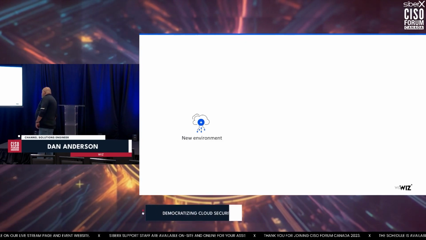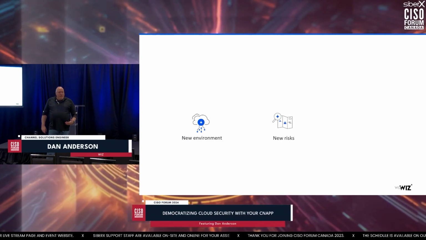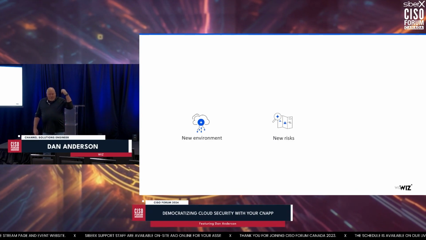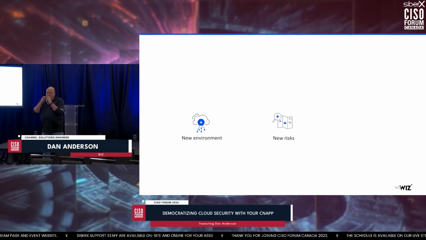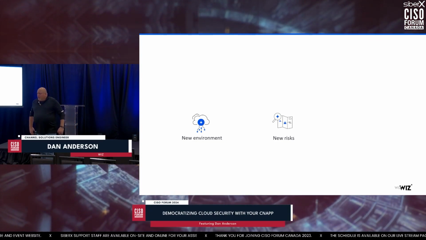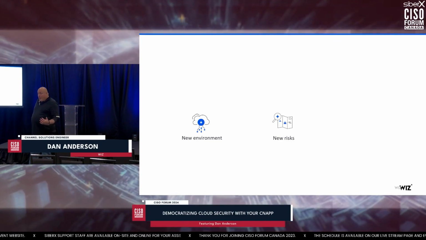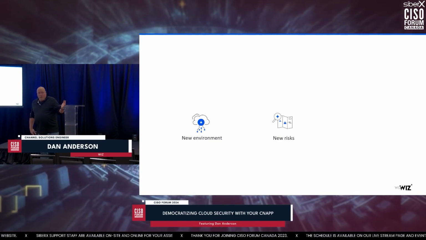And so you have the new environments, which then creates this idea of new risks, right? So now all of a sudden I have a different attack vector. It used to be I just protect my production environment and everything else was sitting behind physical and heavy firewalls and nobody could get to it except for people that were allowed. Now the whole thing's up there, okay?